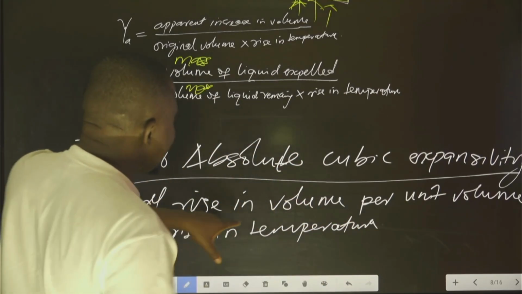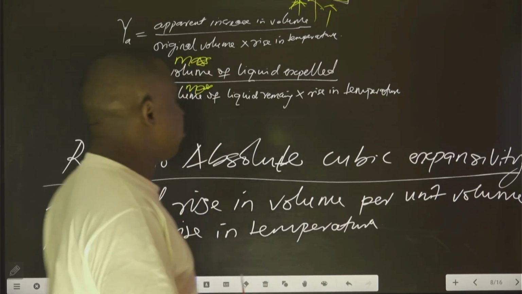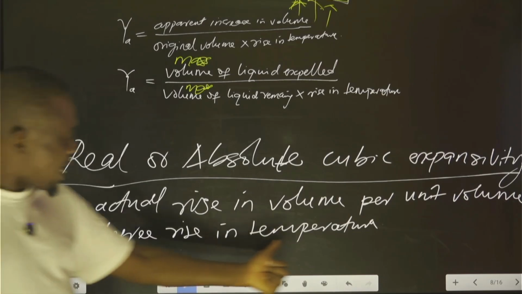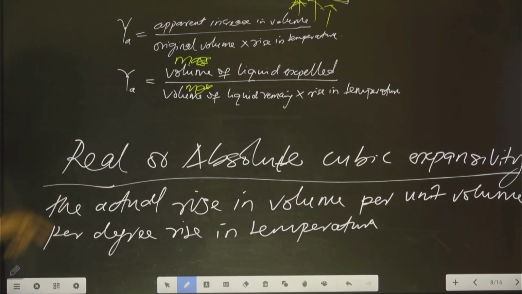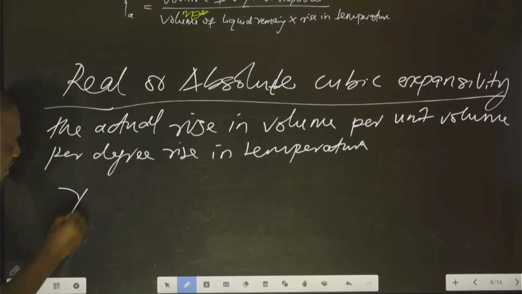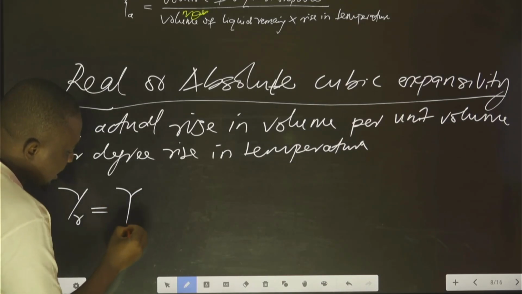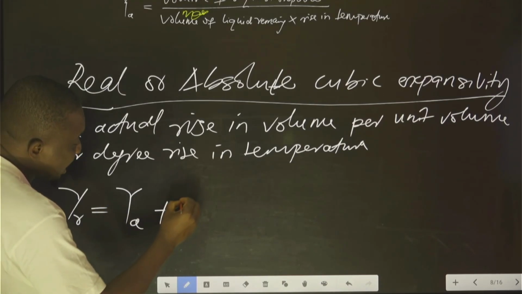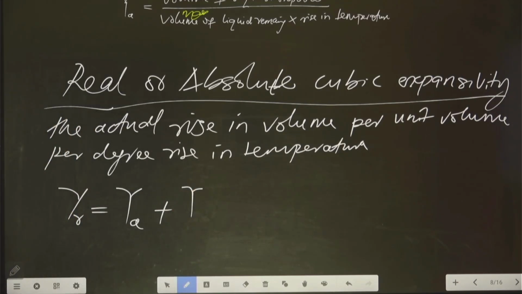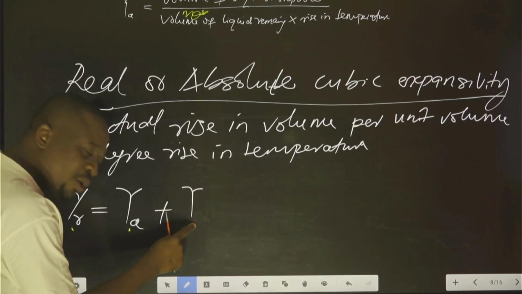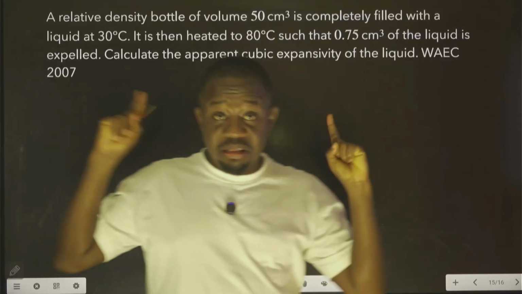The actual rise in volume, all over original volume, also rise in temperature. Just referring to the same thing. So, the real cubic expansivity now, which is the absolute cubic expansivity, is actually equals to the apparent plus the cubic expansivity of the vessel. Remember, this is for both the substance and the what? The vessel. Hope you understand this. Let's look at this question.